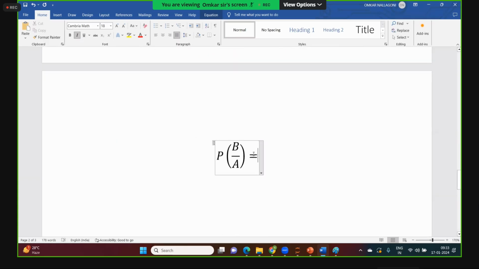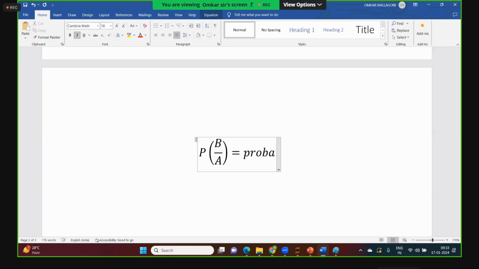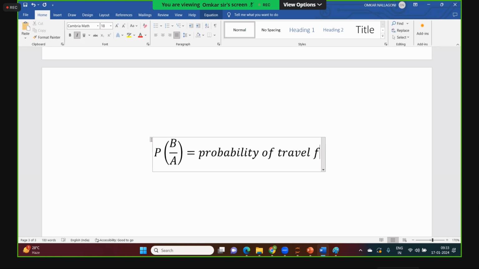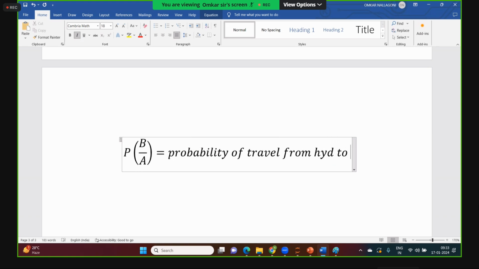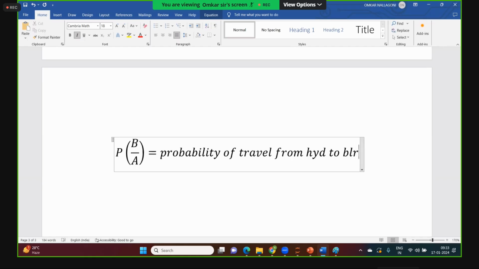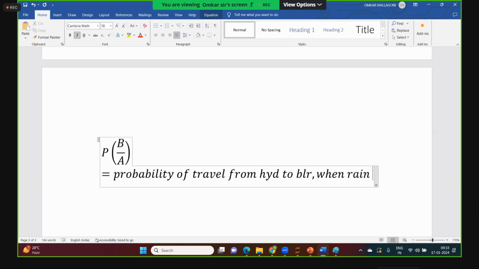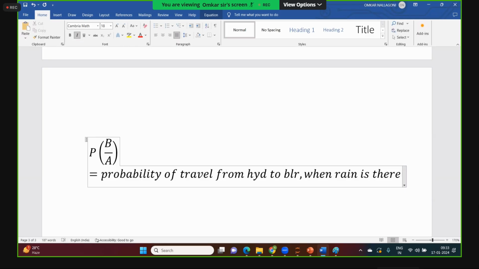So what is that? Probability of travel from Hyderabad to Bangalore when rain occurs. When rain is there, who is coming first? Rain is coming first. Then you are thinking about your traveling. That means A, whatever the denominator is, the event A will come first. Then you are talking about B. That's why it is called conditional probability.